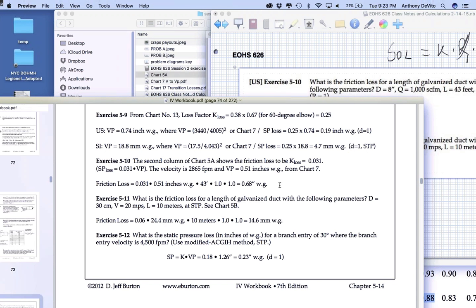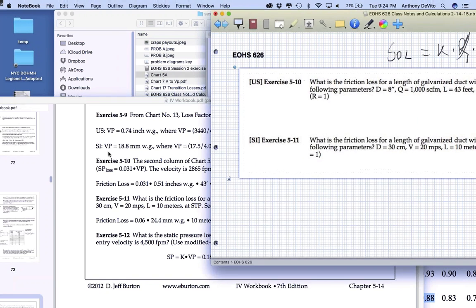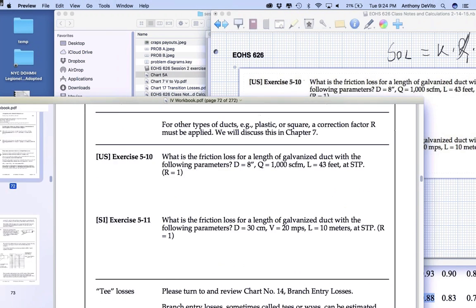We could have calculated the velocity from Q equals VA. We could have calculated the velocity pressure from velocity is equal to 4,005 times the square root of velocity pressure. We could have done what they did as well. We saved a little bit of time this way. Okay, let's go to the next problem. Let's go back here, 511.